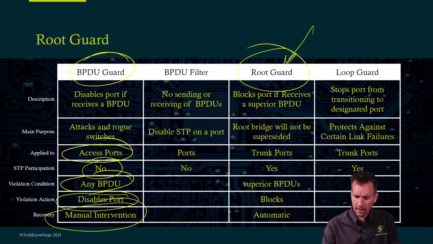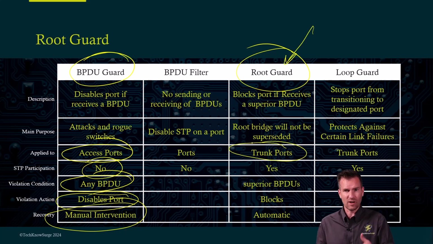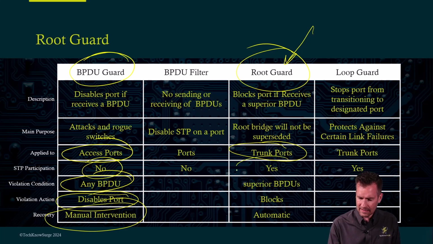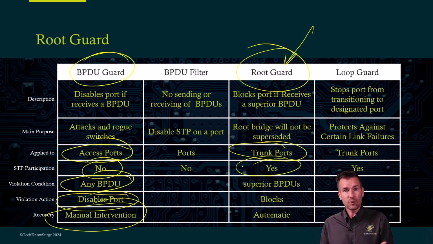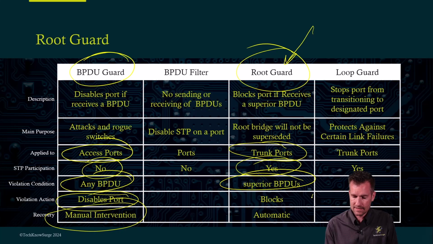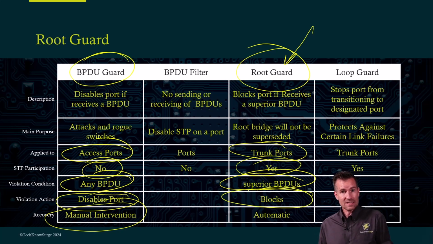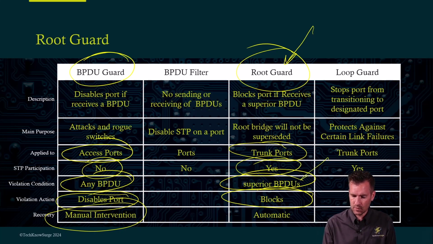But the root guard really is for trunk ports, or really just ports that are connected to other switches, whether it's a trunk port or just a regular port, and that still needs to participate in STP. But if it receives some sort of BPDU that has a superior root bridge on it, that would put a root bridge on the wrong side of the network, then what will happen is it will go into a block state. And then this port will automatically recover once the situation has been fixed. That is, once it stops receiving superior BPDUs, it will automatically recover from this.